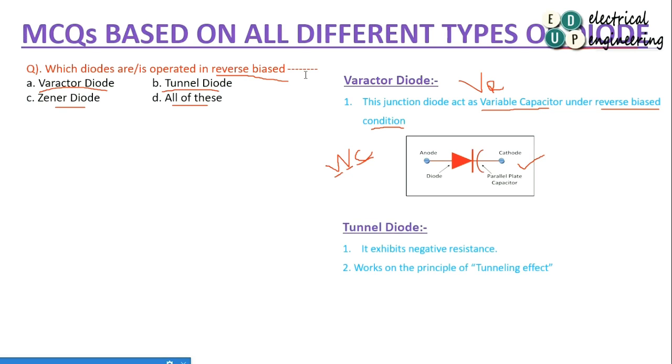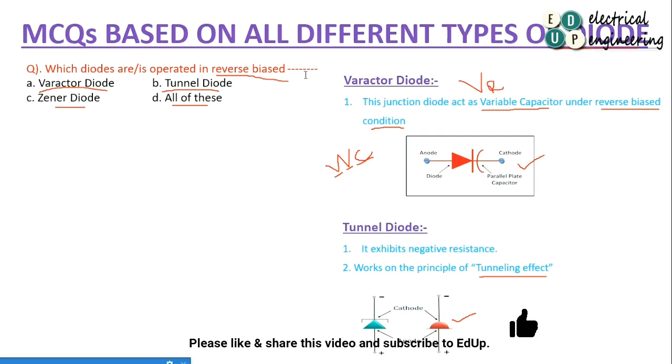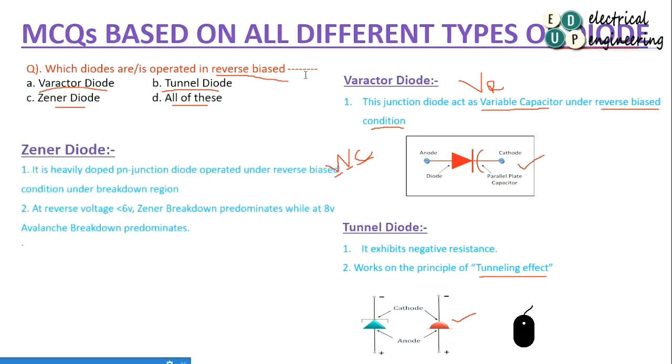Now the tunnel diode. It exhibits negative resistance and it works in reverse biased condition, whose principle is known as tunneling effect, and its symbol is like this. It is a heavily doped PN junction. It is a fast switch and it is used in oscillators to produce undamped oscillation. That means the tunnel diode also operates in reverse biased condition.